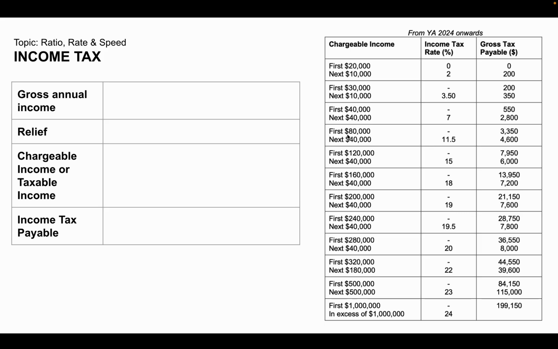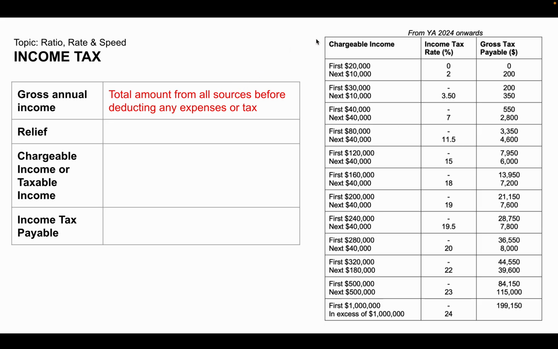Take another example here. In this bracket, first 80,000 and the next 40,000. So if somebody's chargeable income is $100,000, we will look at this because this is more than 100,000. So by looking at this, the first 80,000, it has already been calculated for us. The chargeable tax would be $3,350. Whereas when it comes to the remaining amount, it will be subjected to this percentage, and then we multiply accordingly.